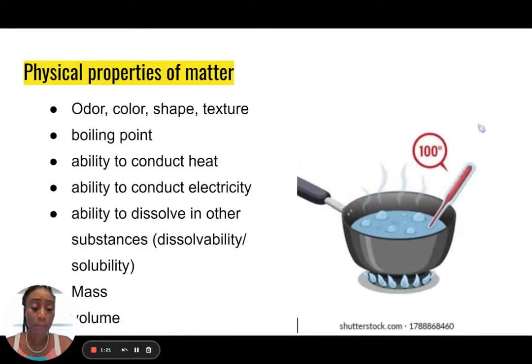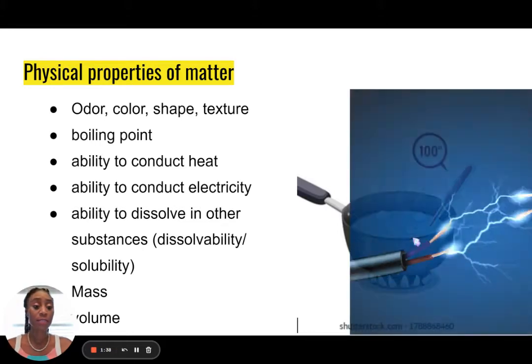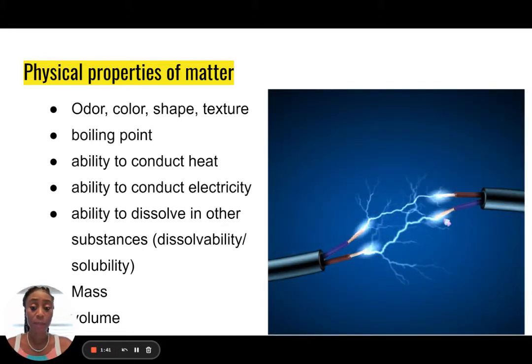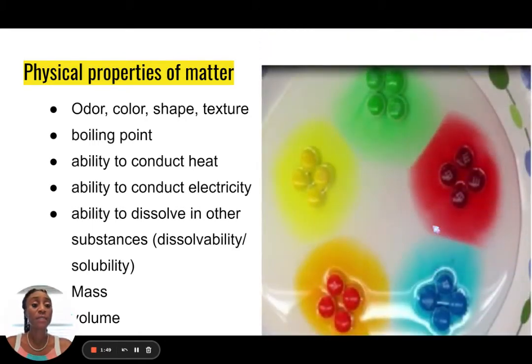We spoke about the boiling point of a liquid and the ability of the matter to conduct heat. Conduct there means to pass it on. So heat is passed on from the fire to the pots to the water. Then we have the ability to transfer electricity. That's another example, right? So here we see the wires transferring electric currents from one to another. The ability for a substance to dissolve in another substance is called dissolvability or solubility. That's another example of physical properties, right?